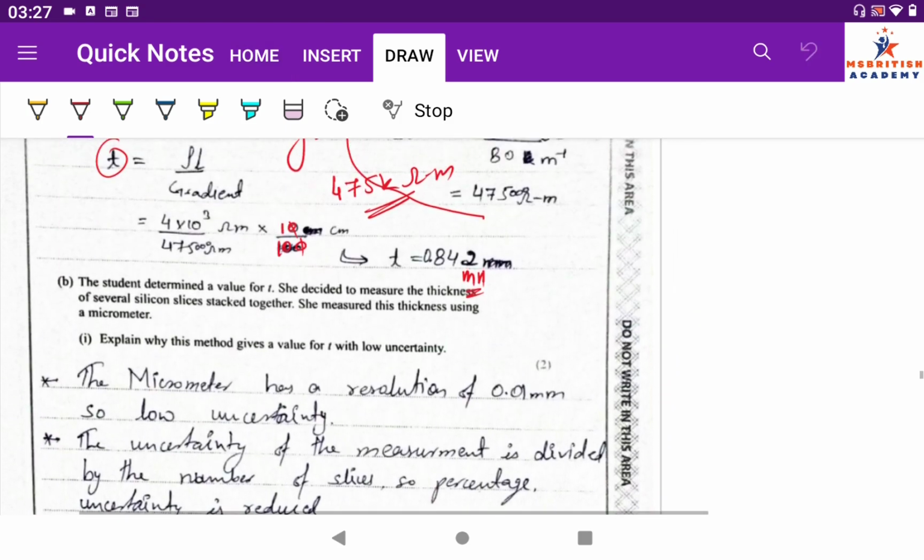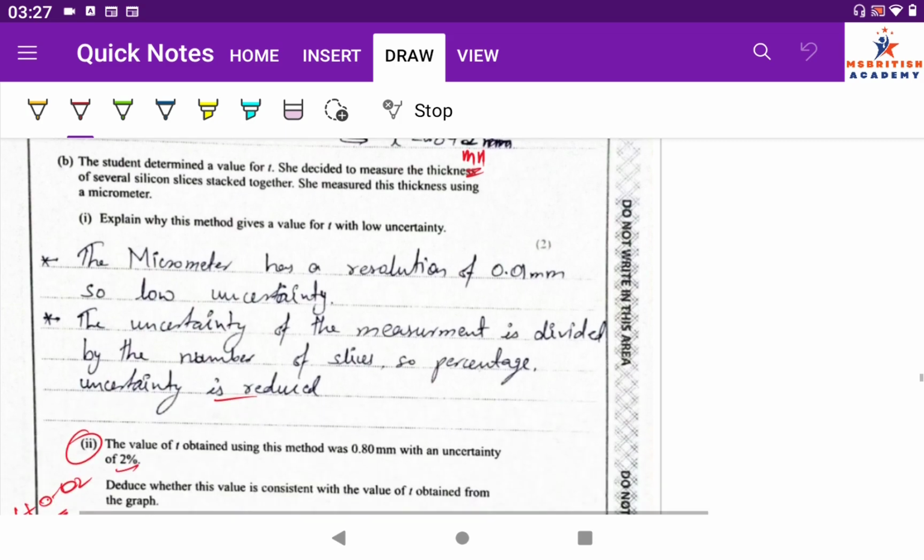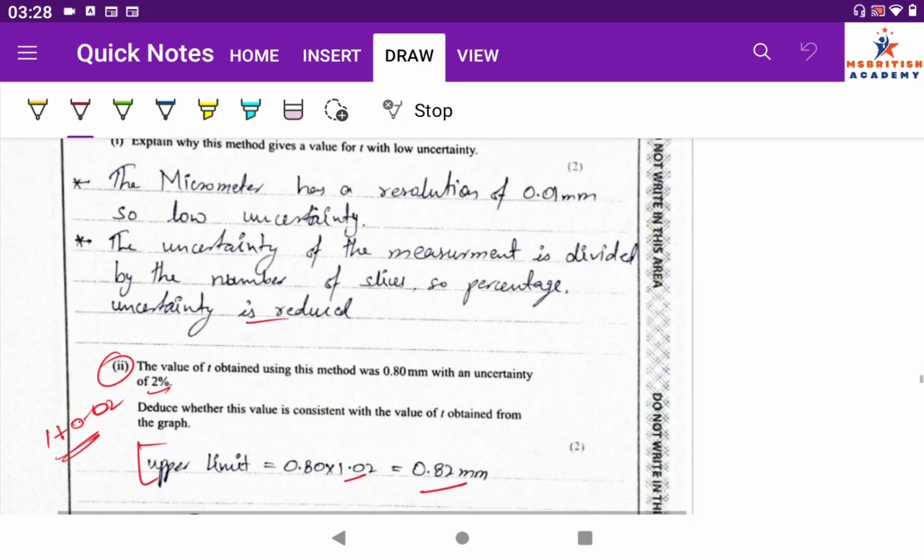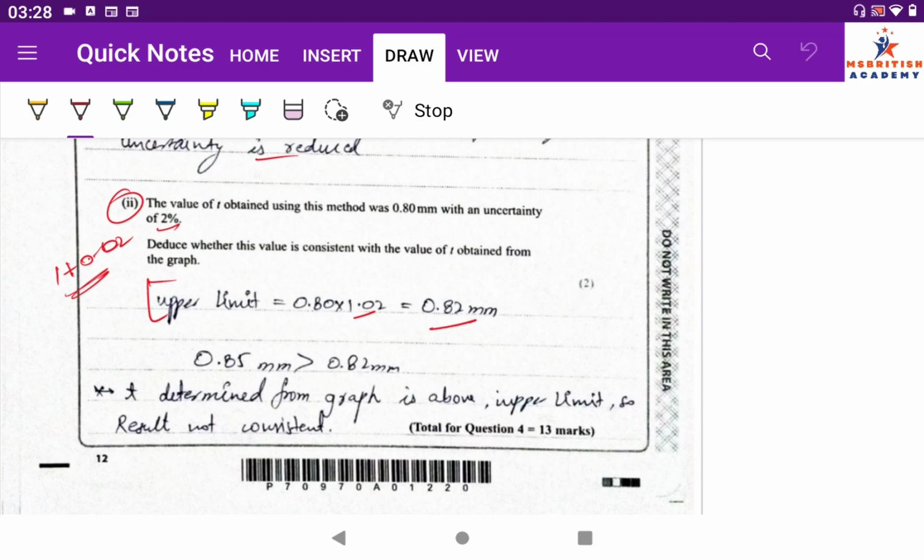So by using the graph we get 0.842, which is greater than 0.82 millimeters. So t determined from the graph is above the upper limit, so the results are not consistent. The result is not consistent because we get a higher value than the upper limit.